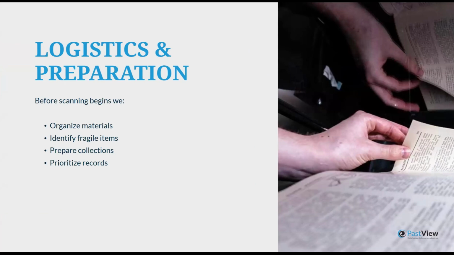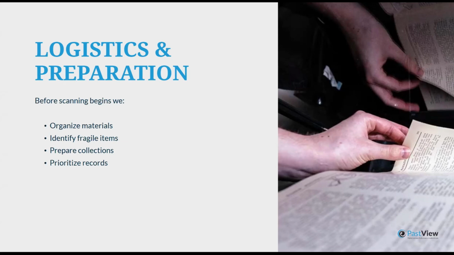Okay. Before scanning, again, we organize, we identify our fragile items. Now, Casper mentioned that works at risk. It's quite important to identify them before we start the digitization process. Some fragile items will need to be prepared differently before we digitize. We'll need to make them stable before we can actually photograph them. We will then prepare the collections and prioritize the records.